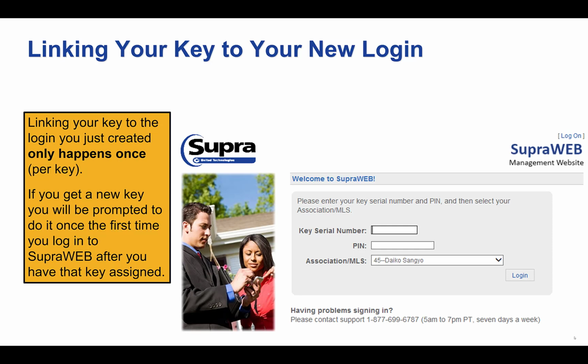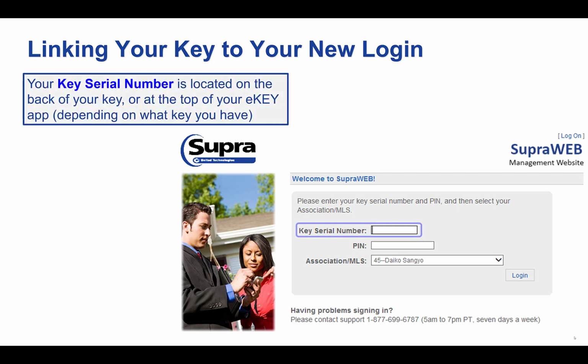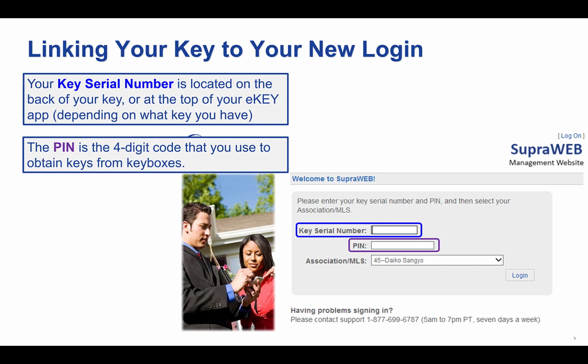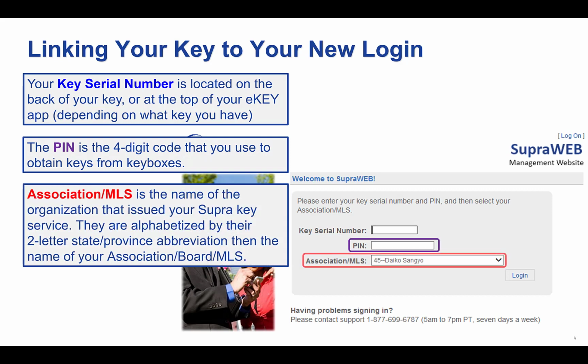The next part that'll happen is it's going to ask you for your key serial number, your 4-digit PIN code, and the board, association, or MLS that issued your key. Once those 3 pieces of information are entered in, you would click on Login.